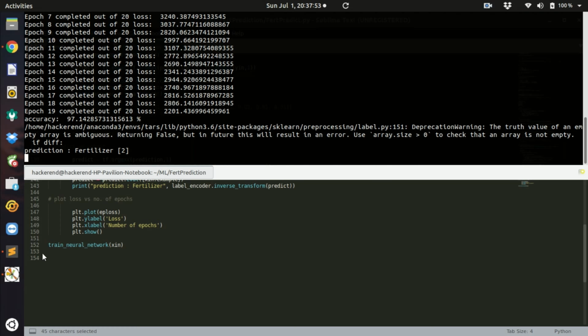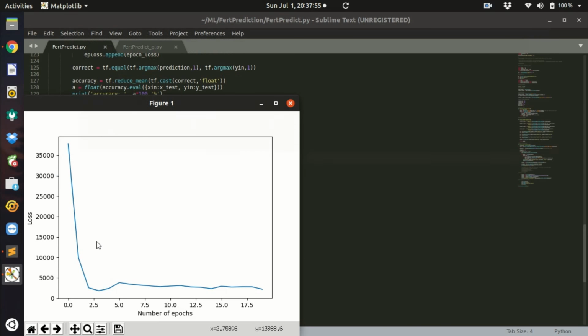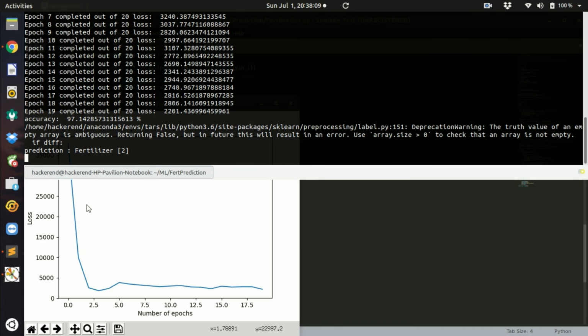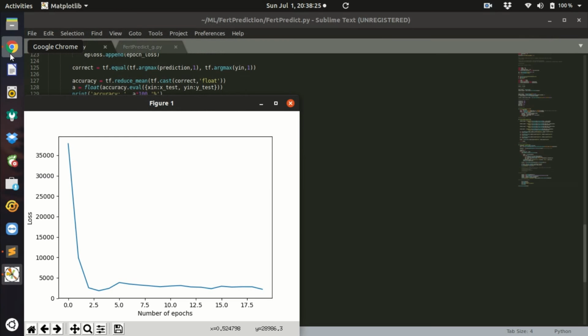And here we have also plotted the graph between the epoch loss and the number of epochs, and we see that the epoch loss is gradually decreasing as the number of epochs is increasing. Hence we are getting a pretty decent accuracy. And visualizing the model, as I have mentioned earlier, we are going to visualize the model in TensorBoard. So let's see it in TensorBoard.